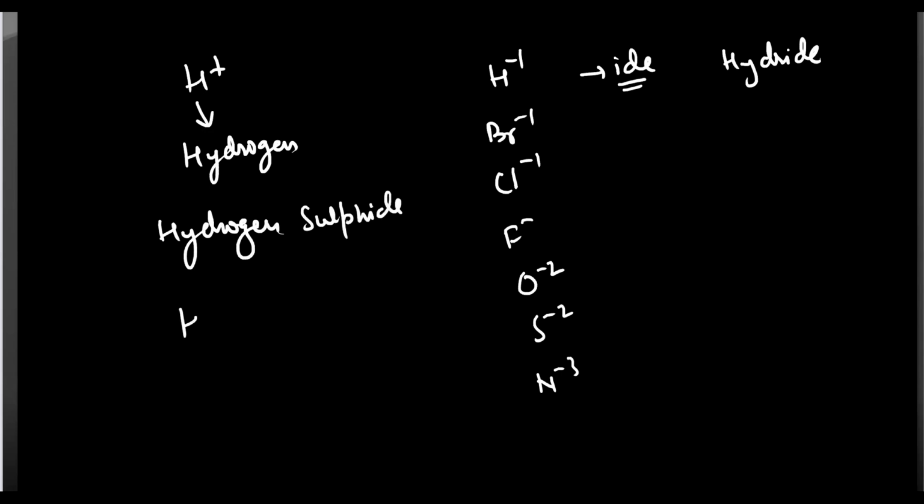For the formula of hydrogen sulfide, hydrogen has +1 valency and sulfide has -2 valency. This is +1, this is -2. Cross multiplied, it gives H2S. This is hydrogen sulfide.